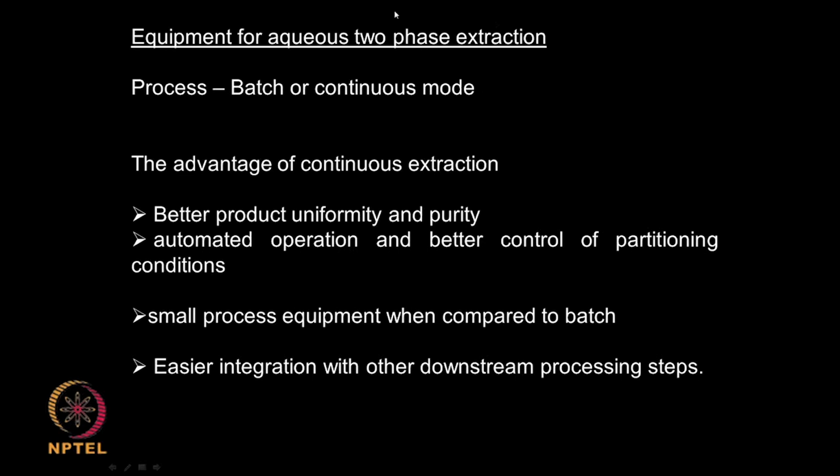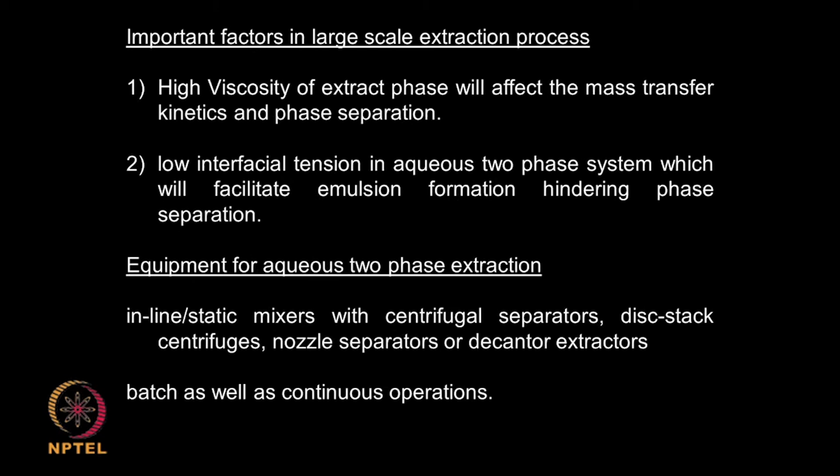So, what are the equipments for aqueous two phase? We can have batch or continuous mode. So, continuous extraction gives better product uniformity and purity, automated operation, better control of partitioning conditions. It can be small process equipment when compared to batch. Batch will require very large equipments. It is easier to integrate with other downstream processes. Okay. So, when I have a continuous process, it is easy to integrate.